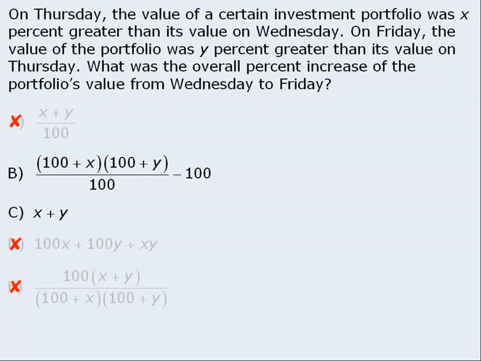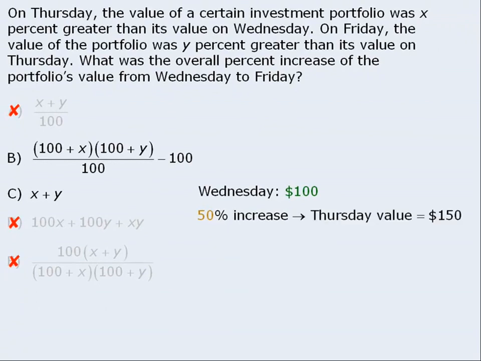To begin, let's say that on Wednesday the portfolio was worth $100. For the first increase, let's say the portfolio increased 50%. This means that on Thursday the portfolio was worth $150. From here we need to choose a nice percent increase from Thursday to Friday. So what's a good value? Well, we're increasing $150 by some percent. So we want a percent that works well with 150. What about 20%? 20% of 150 is 30. So after a $30 increase, Friday's portfolio value is $180.